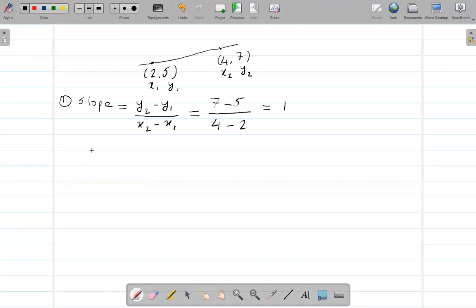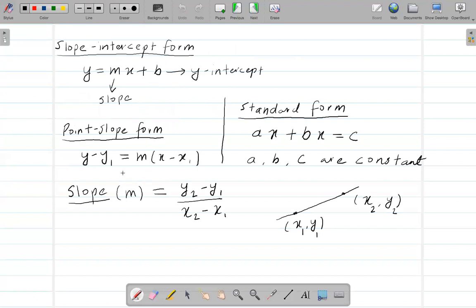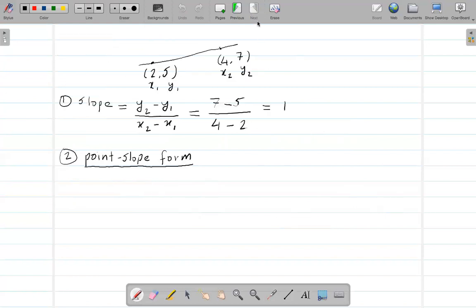All right, so now the second one, we need to find the point slope form of the equation. So basically we need to find an equation in this form. So again, if you go back, the point slope form is y minus y1 is equal to m times x minus x1. All right, so we are trying to find the equation in that form.